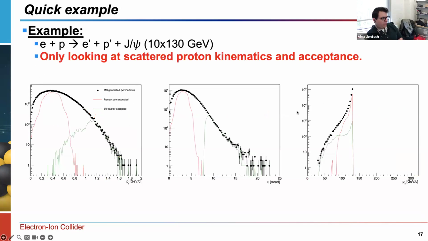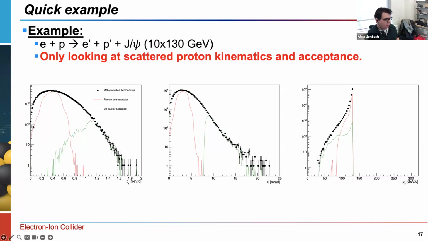Okay, so this is just a quick example, and this is the physics example that I'll use throughout the rest of the slides. This is deeply virtual exclusive vector meson production for J/psi, using the 10 on 130 beam energy. And so the first thing we can look at is the scattered proton kinematics. I'll focus on the scattered proton just because I can't focus on everything, and that'll just make life easier.